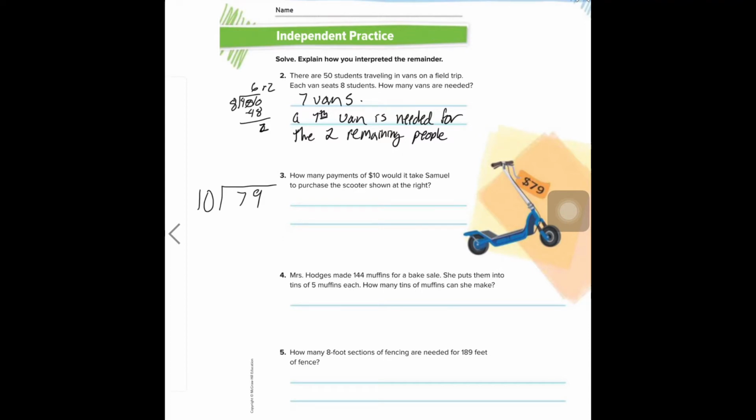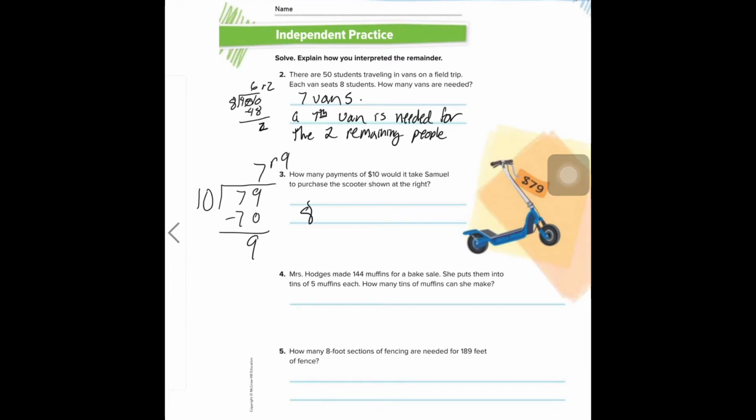How many times will 10 go into 7? Well, it won't, Mrs. Cox. So you're going to take 10 into 79. I know that it'll go at least 7 times because 7 times 10 is 70, with 9 left over. So it's going to take Samuel 7 payments of $10. Then he's going to have an extra payment of $9. So how many total payments will it be? 8 payments.